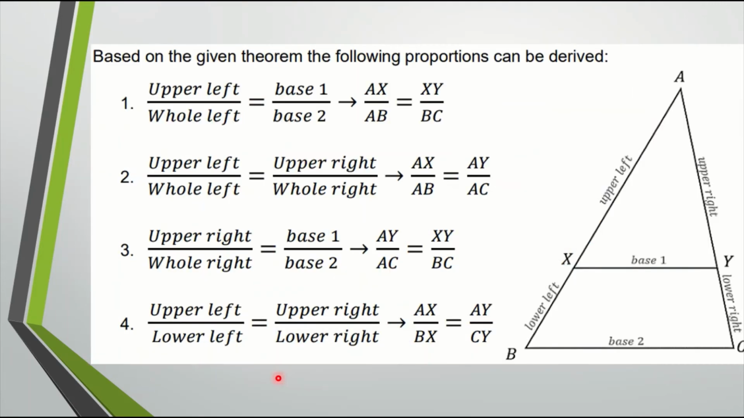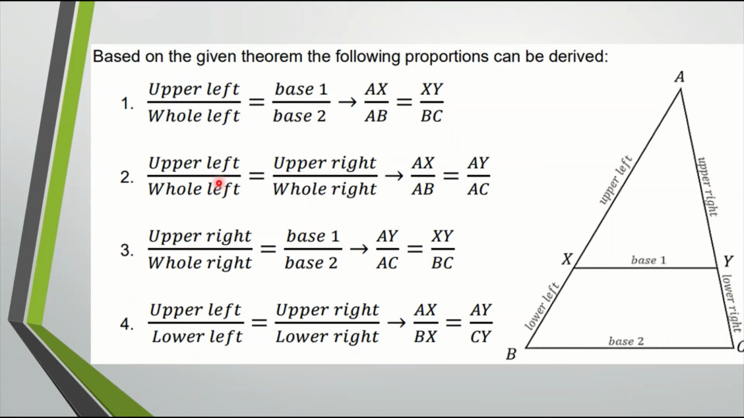Okay? So, based on the given theorem, the following proportions can be derived. Number 1, upper left over whole left is equal to base 1 over base 2. Wherein, ito po yung given natin. So, meron siyang binigay na ABC and yung midpoint or midline niya is XY. Where AX over AB is equal to XY over BC.